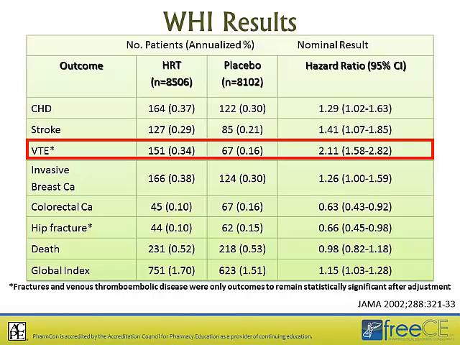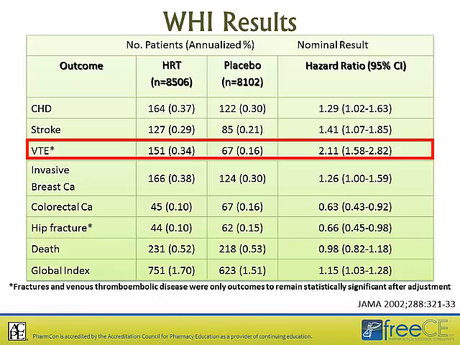The WHI reported results for 7 outcomes and a global index. If we focus specifically at the risk of VTE, we can see that using hormone therapy incurred a risk which was approximately double that of those patients taking placebo. So that 2.11 tells us that women taking hormone therapy were twice as likely to have a VTE than those that didn't. Now, if we look at the actual numbers, 151 women out of 8,506 versus 67 out of 8,102, we can really see that, yes, indeed, there is an increased risk with the hormone therapy group.